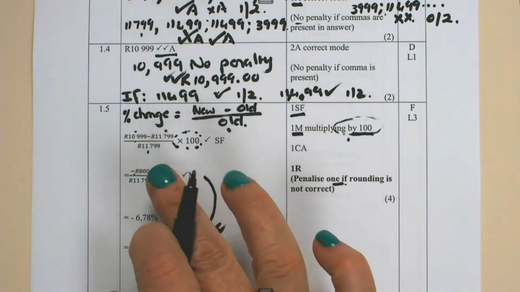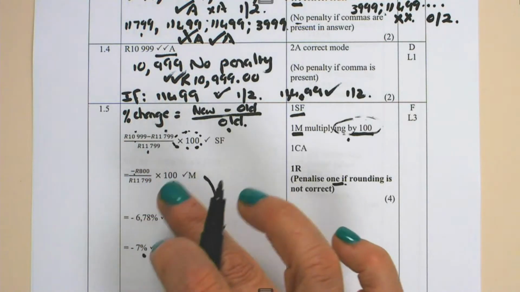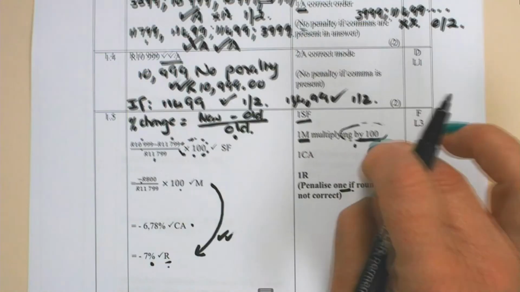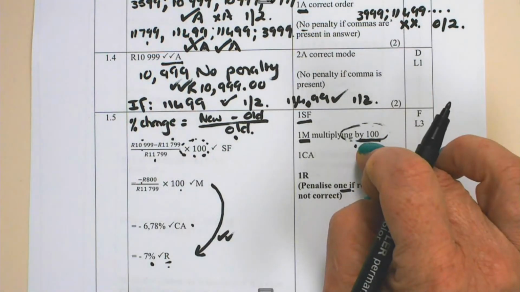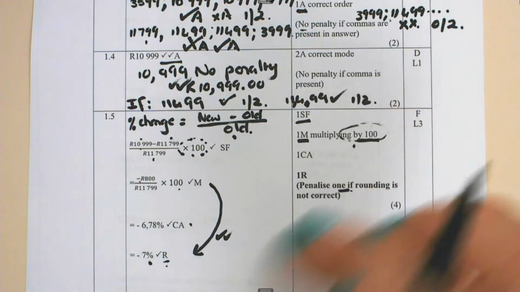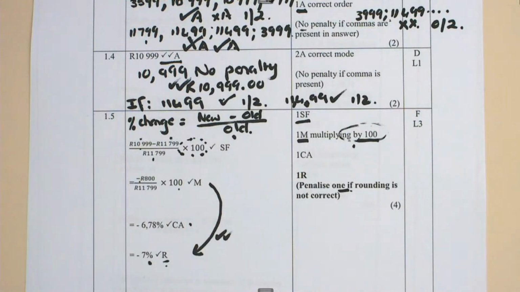They say 800 over 11799 and they write then 6,78%. If they don't write it but they do multiply by 100, we still give them the mark for multiplying by 100. The question is now, if the learner does not have the negative sign.